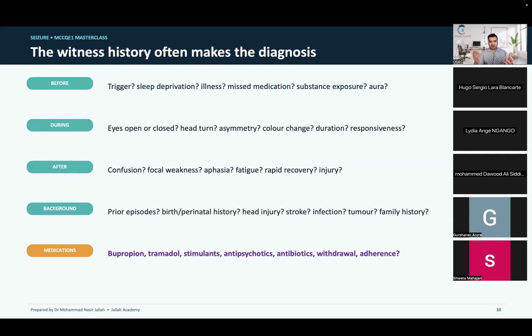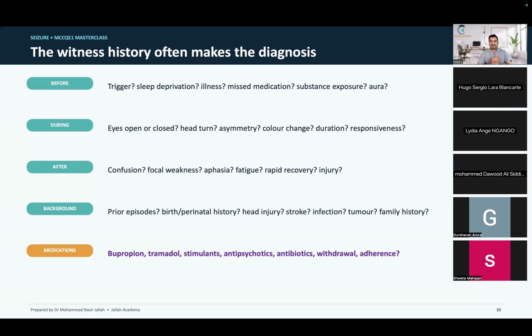And also medication is part of the history, right? So before the seizure happened, what triggered it? What are the triggers? Was there any sleep deprivation? Was there any illness? Was it a missed medication or non-compliance to medication or treatment? Was any substance abuse involved? Or was there any aura?